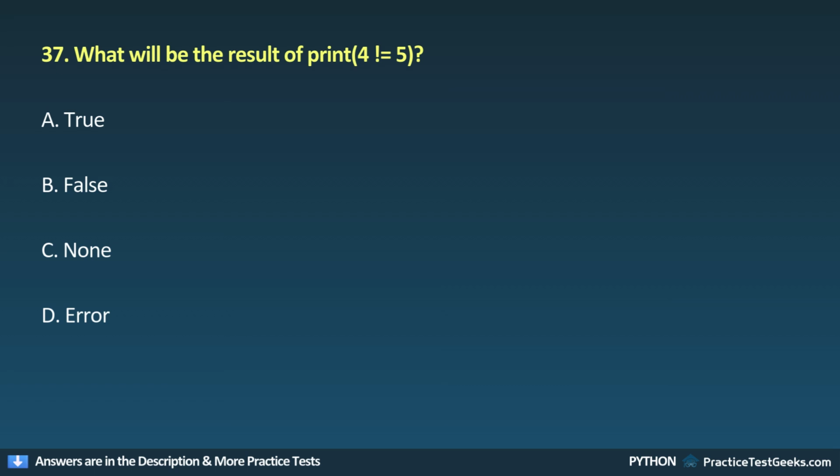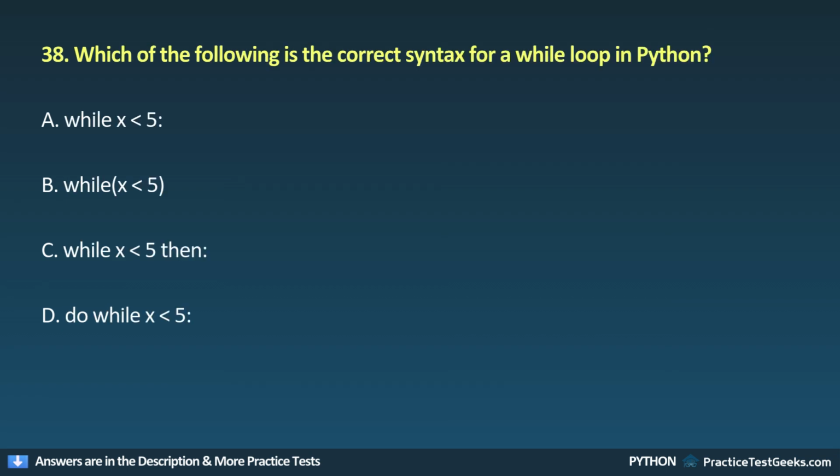A. True. B. False. C. None. D. Error. 38. Which of the following is the correct syntax for a while loop in Python? A. while x == 5. B. while x == 5:. C. while x == 5 then. D. do while x < 5.